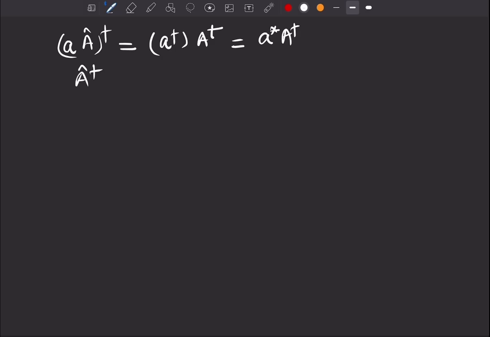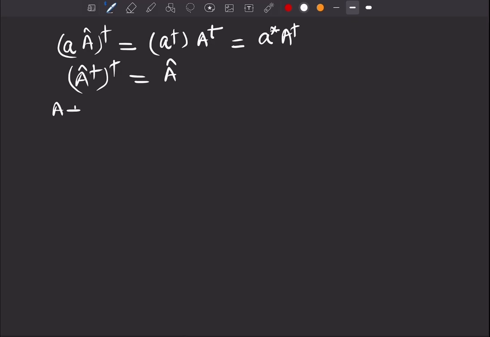We can see that if we have operator A dagger, then we can write this as A dagger dagger is equal to A. Sorry, if the adjoint is taken like this, the adjoint of the adjoint is equal to the operator.